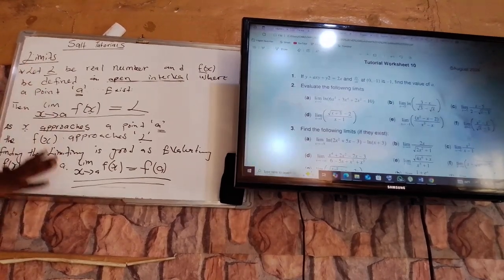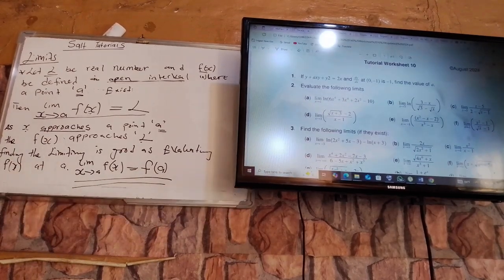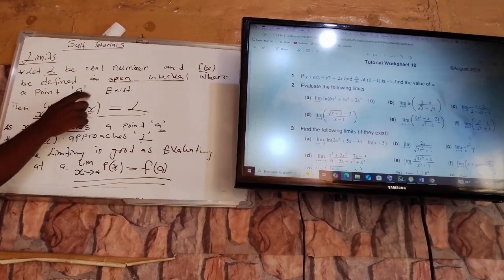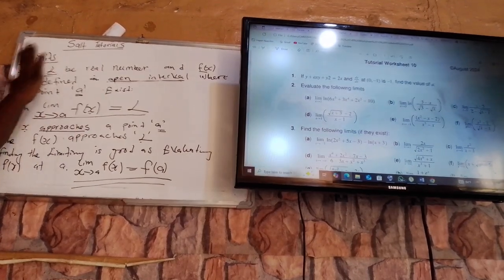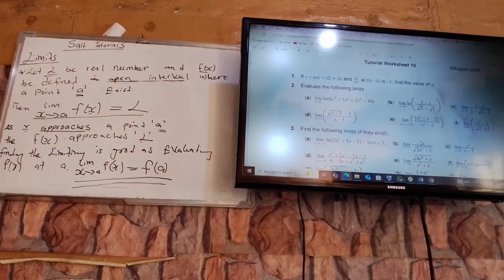So the definition of a limit is in that manner. L is a real number, f of x is defined in an open interval. In that open interval, there exists a value a where x approaches. So if x approaches that value a, the whole function f of x will approach a real number L.